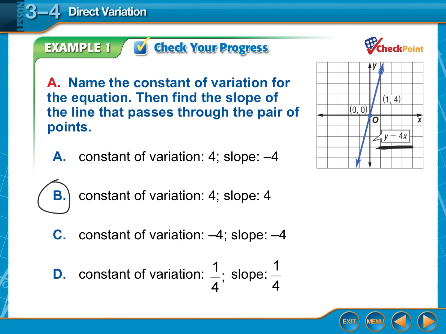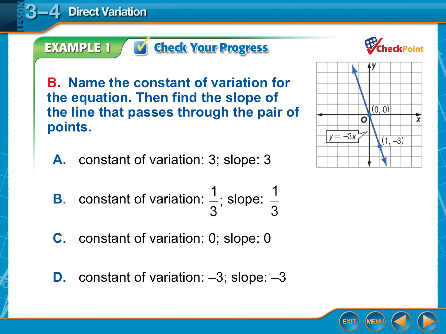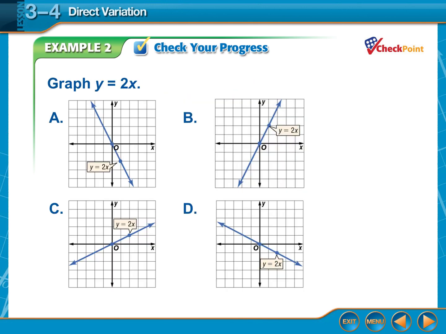Okay, what about this one? What is our constant variation? -3. So what would our slope be? Our slope would be the same also, right? Yeah. So -3. All right. What would this graph look like?